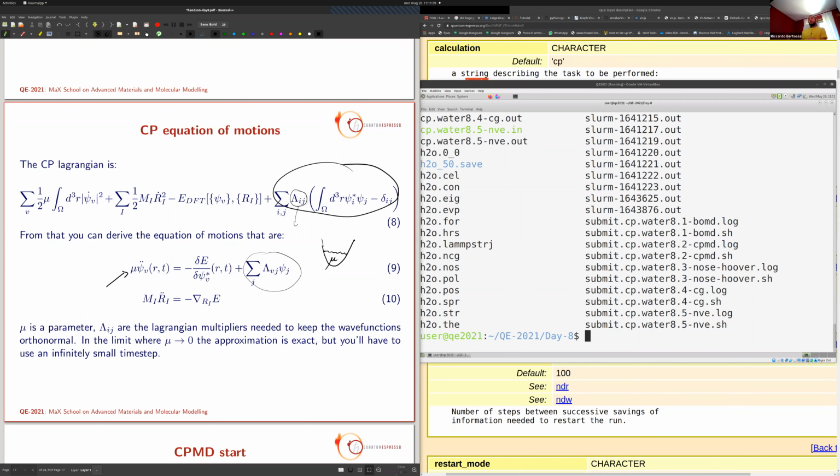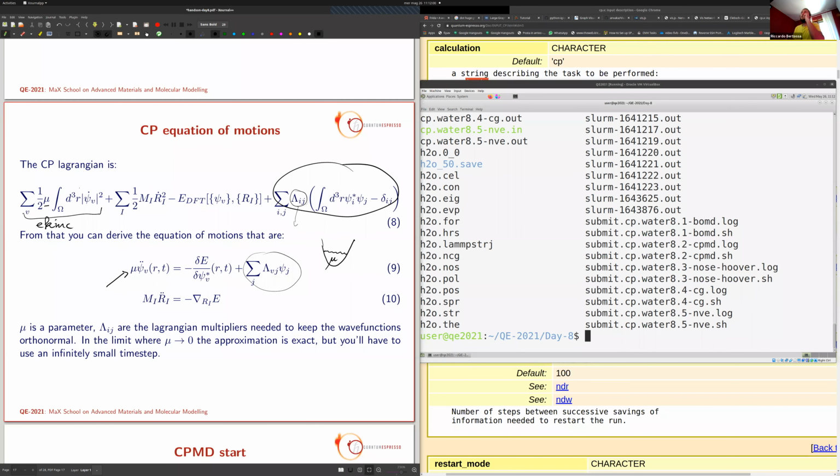Then, explaining this is the electronic fictitious kinetic energy that is called Ekin-C in the output files. That is the equivalent of the kinetic energy of the nuclei, but for the electronic degrees of freedom.